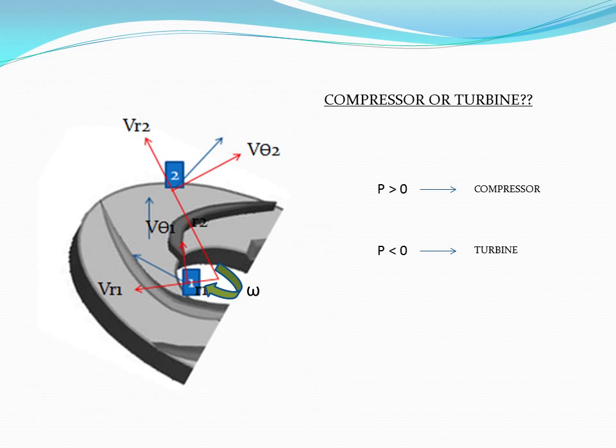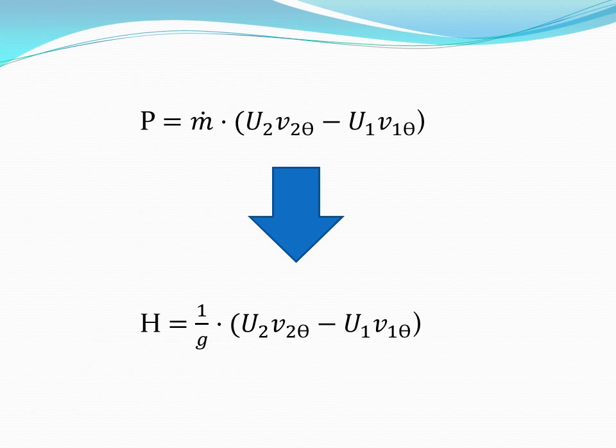If the power term is positive, it is because we are talking about a compressor, in which the fluid takes energy from the turbomachine. And if the power term is negative, it is because the fluid is giving energy to the rotor, so it is a turbine. The power of the turbomachine is related with hydraulic height through the next equation.